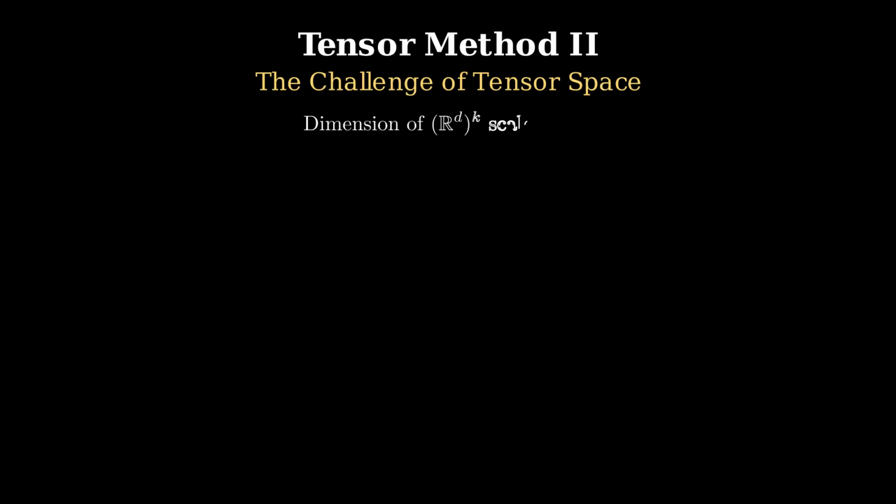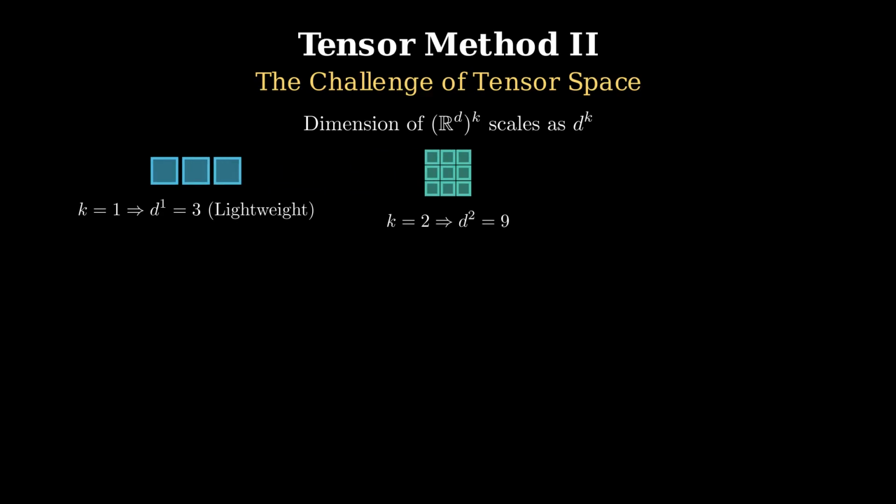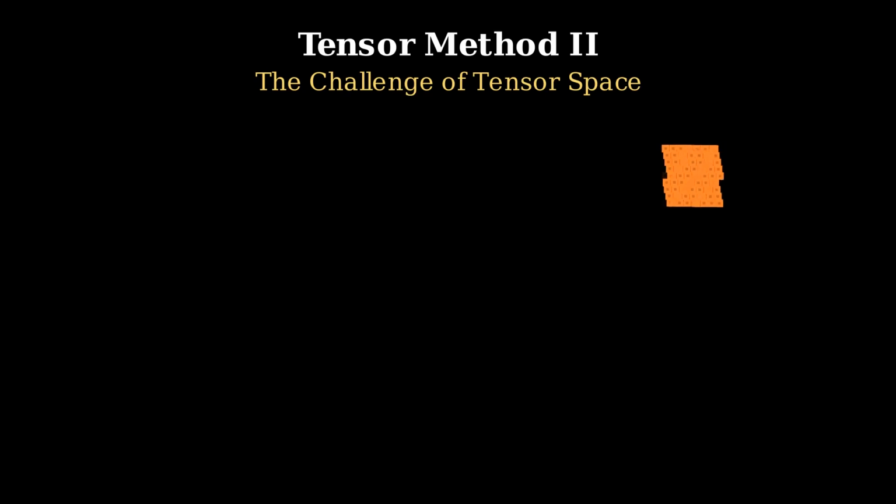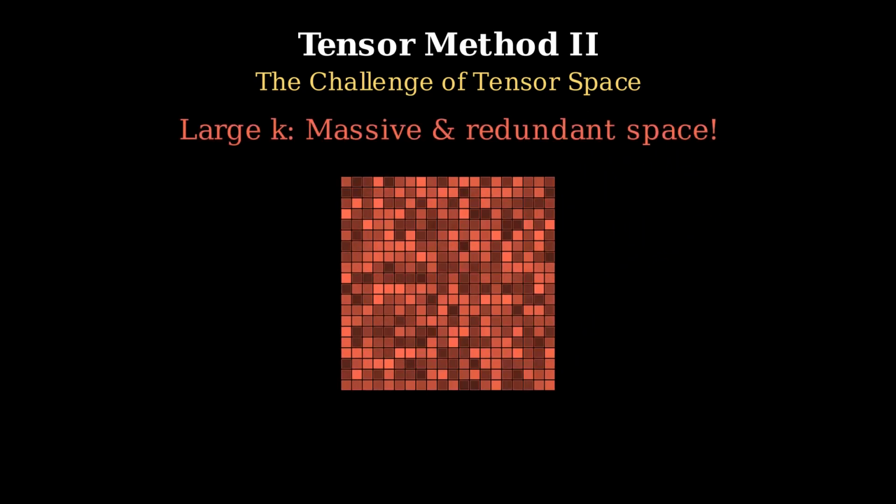But there's a catch. The dimension of this tensor space scales exponentially, as d to the power of k. For k equals 1, it's lightweight. For k equals 2, the dimension squares. At k equals 4, it explodes. A large k creates a massive computational nightmare filled with redundant symmetries.